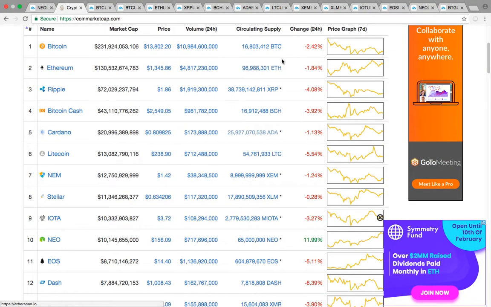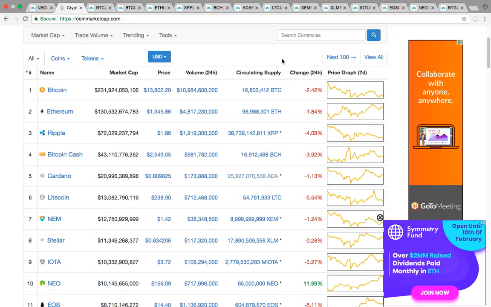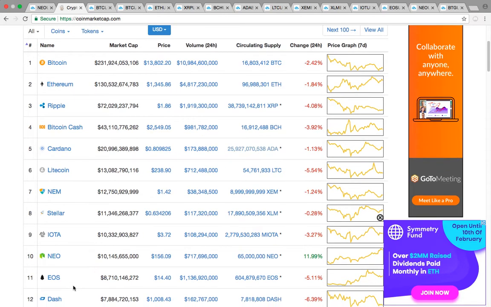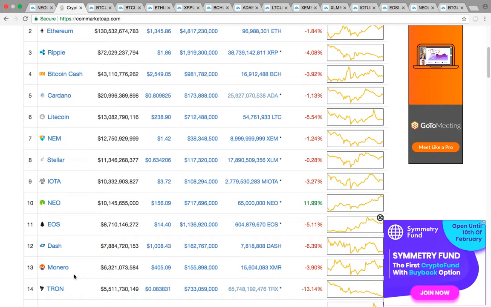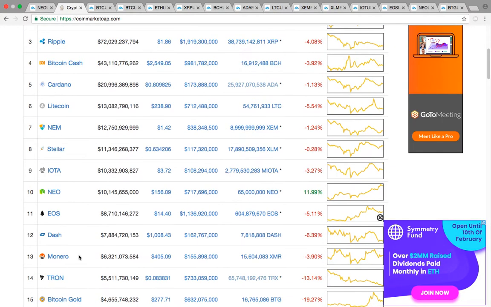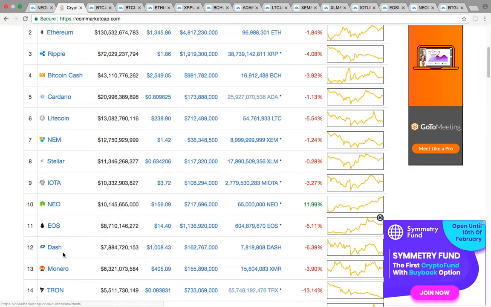the cryptocurrencies. Okay, so what we're going to do is look at the top cryptocurrencies by market cap. So we're going to have Bitcoin, Ethereum, Ripple, Bitcoin Cash, Cardano, however you want to pronounce that, Litecoin, NEM, Stellar, IOTA, NEO, EOS, and then I skipped Dash, Monero, and TRON, and I'm going to do Bitcoin Gold. And then I'll try to do the other ones in another video.